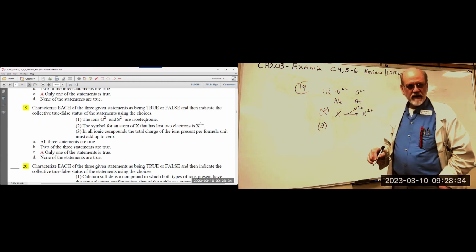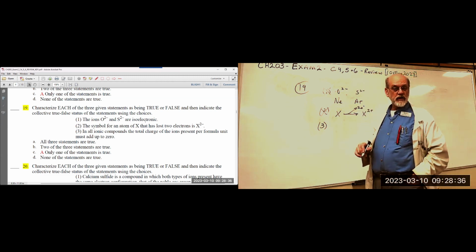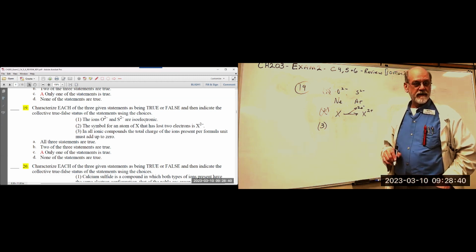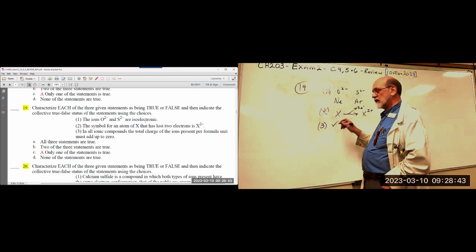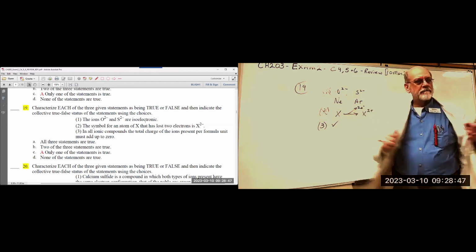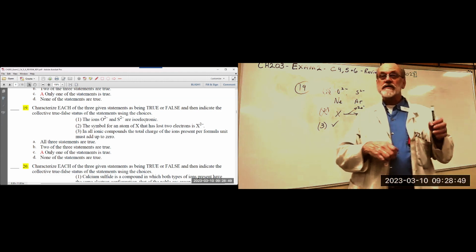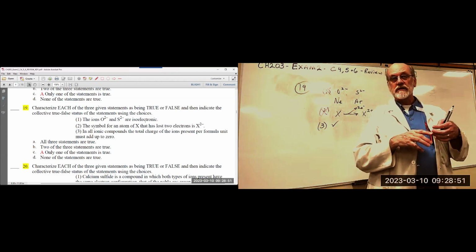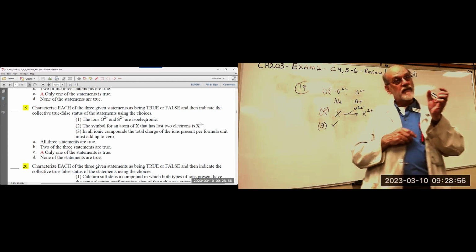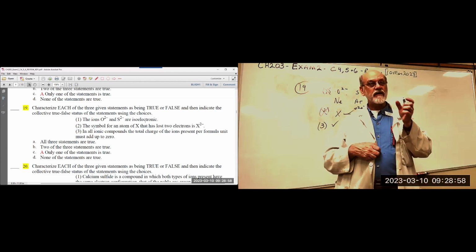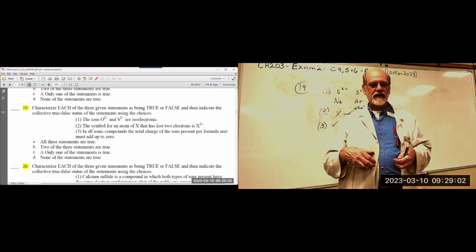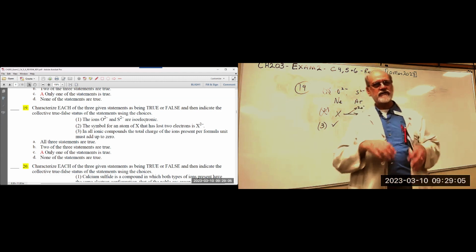How about 3? In all ionic compounds, the total charge of the ions present per formula unit must add up to 0. Yes, that is true. They have to add up to a neutral. The only time you have the charges add up to something other than neutral, a positive or negative, is if it's a polyatomic ion. And then all the charges, well, actually, they're not charges. I'm getting too deep in the weeds, so let's just stop right here.